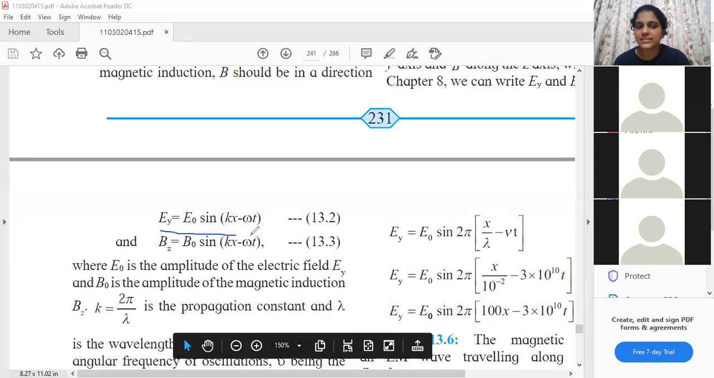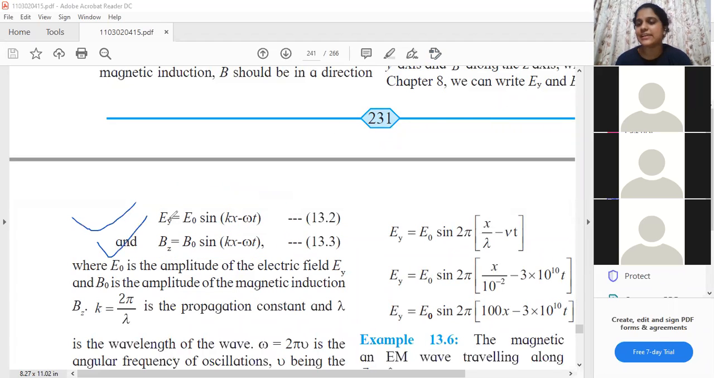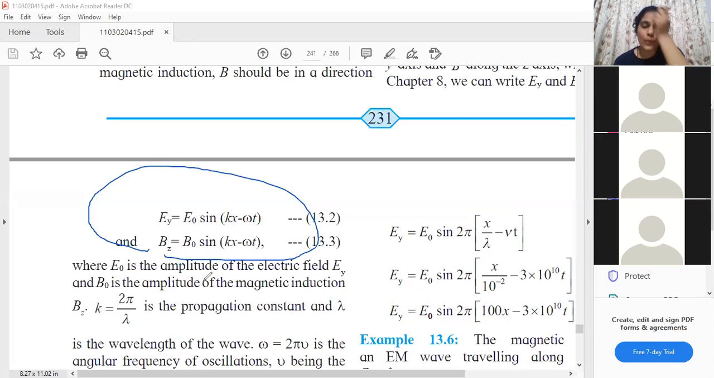Okay, see, these equations have actually been explained in chapter 8, where it shows how to derive them. Here they have directly written the equations. So all you have to do is just remember these two equations. If you see carefully, the equations are the same only. One is for the electric field, one is for the magnetic field.